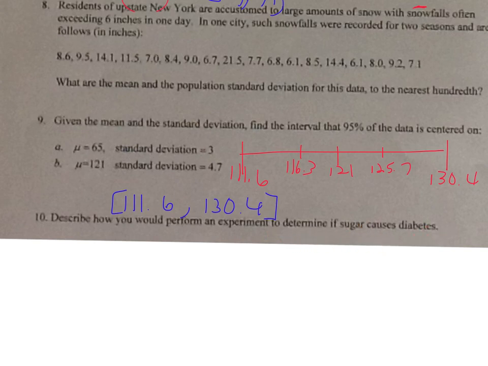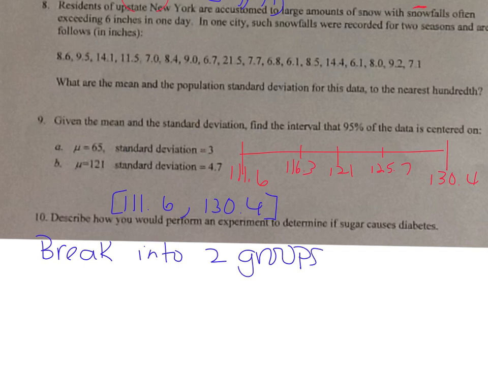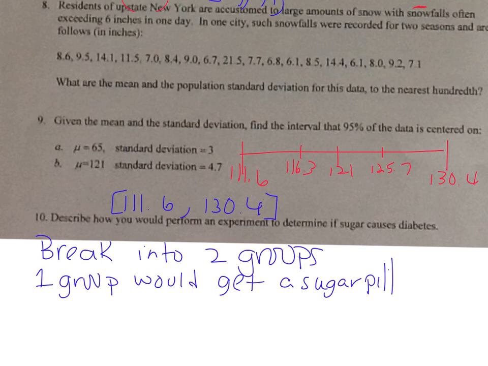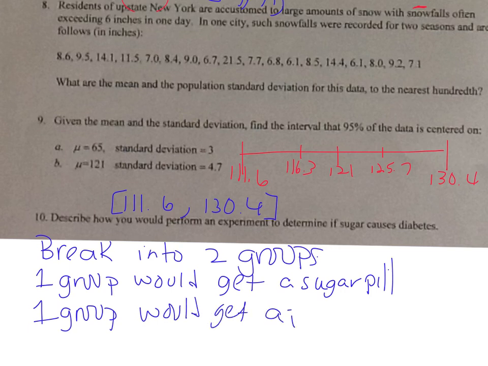Okay, and the last one, number 10, says describe how you would perform an experiment to determine if sugar causes diabetes. All right, so you would have to break your sample into two groups. One group would get a sugar pill. And the other group would get a placebo. Then after a certain amount of time, you would compare the results.